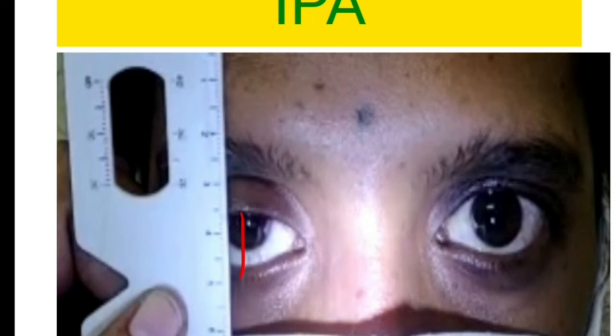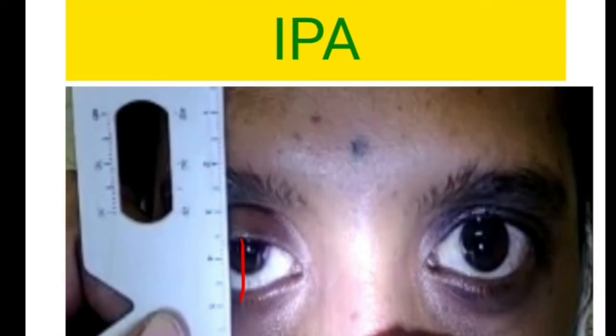So this should be checked in primary position of gaze, down gaze as well as up gaze. The clinical relevance is when you check the interpalpebral aperture in down gaze, in case of congenital ptosis, the interpalpebral aperture will be more in down gaze compared to the primary position. So that will also lead to the diagnosis of congenital ptosis. This is about interpalpebral aperture.